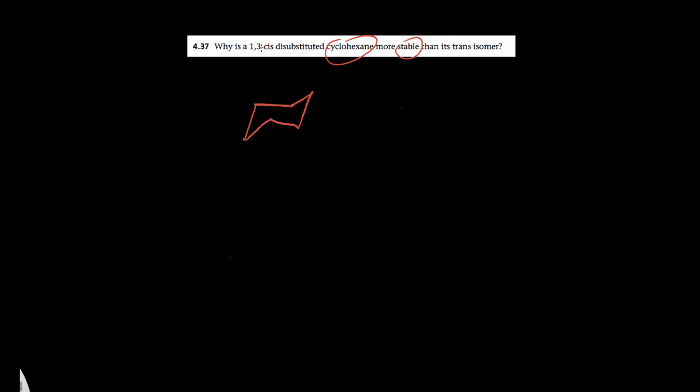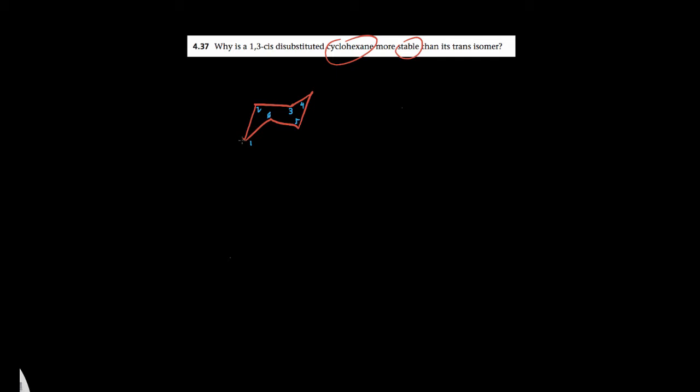And 1,3, so it doesn't matter where we start. Let's just start numbering right here. 1, 2, 3. I'll move my 1 there a little bit. So this is carbon 1, 2, 3, 4, 5, 6. Okay, so 1, 3, and we're talking about cis here.